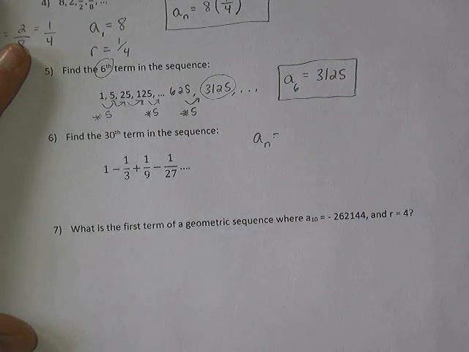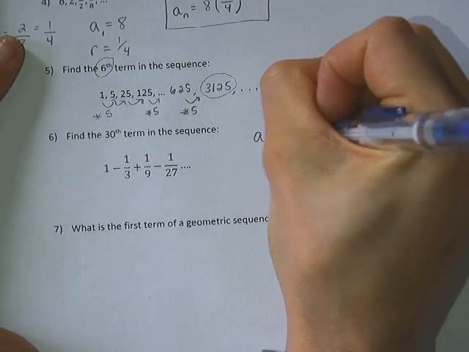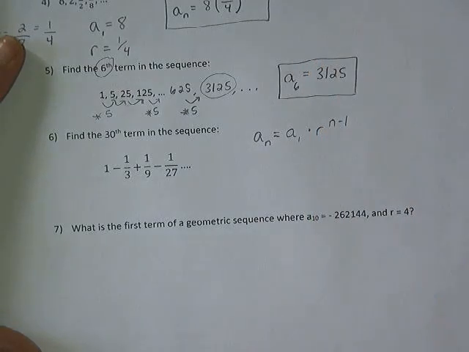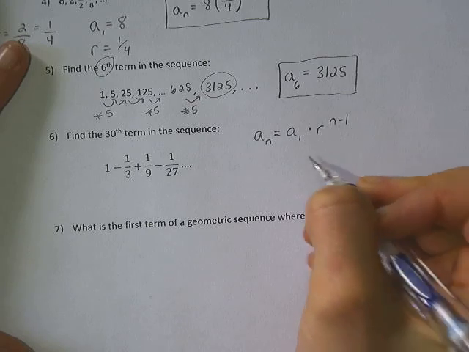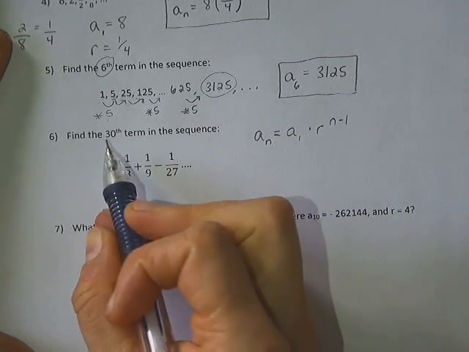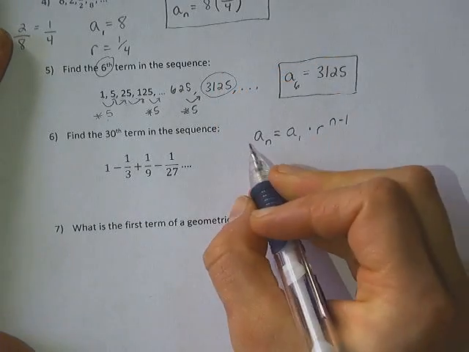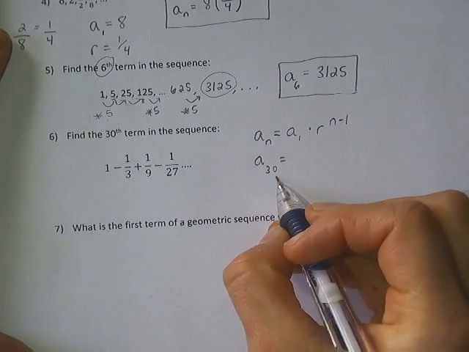Excuse me. My lead, gotta love my lead. So when I copy that down, there we go. And then I have to plug in what I know and what I'm looking for. So I know that I'm finding the 30th term. So technically, I'm finding the term in the 30th spot. So that would be a sub 30.